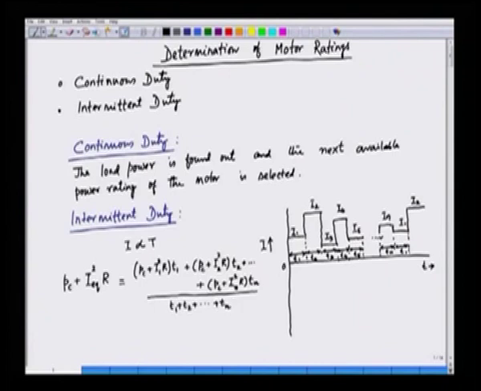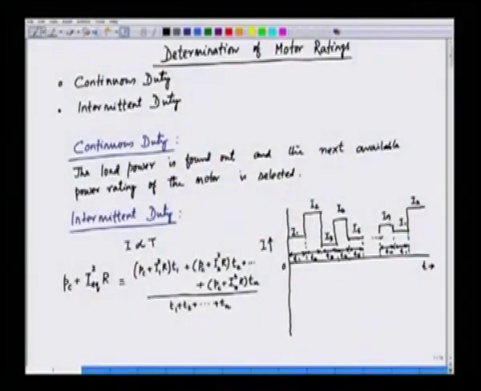Now in the left hand side we have the loss which is expressed in terms of an equivalent current, Pc plus I equivalent square into R. In the right hand side we have found out the average loss of the system. Now if we simplify this, we get the following expression.